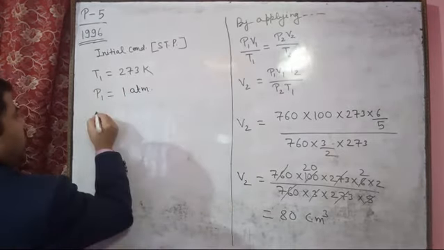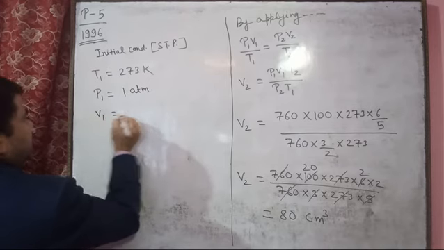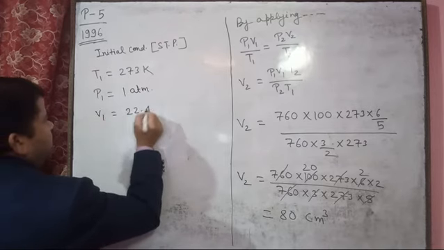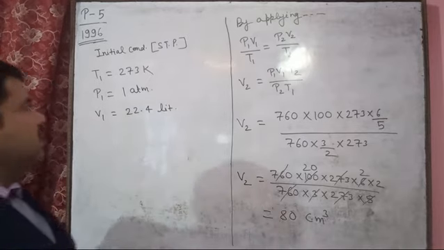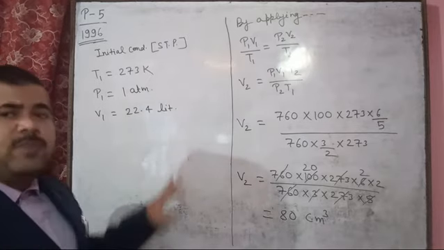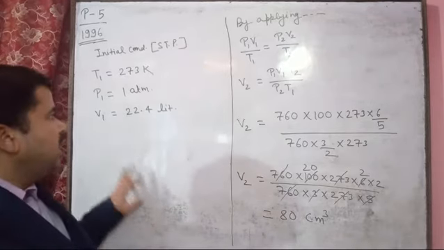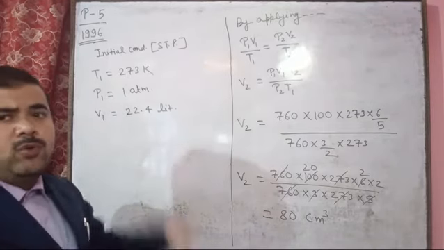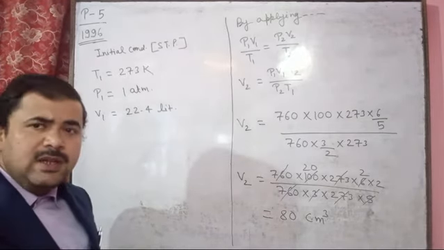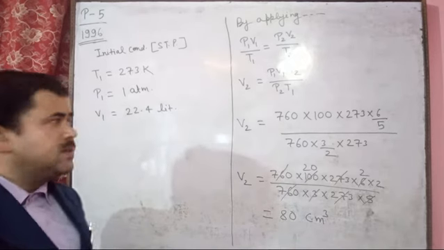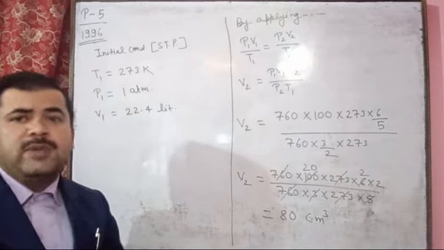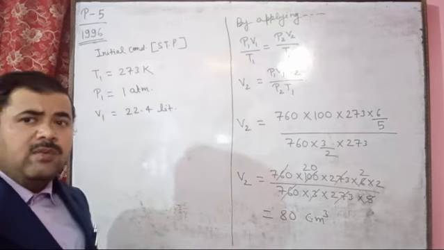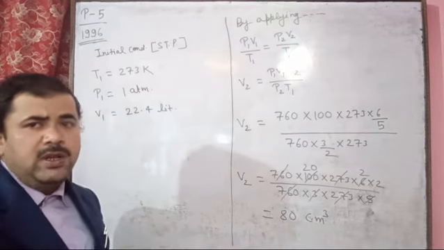And then the volume is also given at STP, so here 22.4 liters. If we consider the STP condition, the gas volume will be 22.4 liter. That means if we consider the temperature 0 degree Celsius and pressure 1 atmosphere for 1 mole of the gas, then the volume will be 22.4 liter.